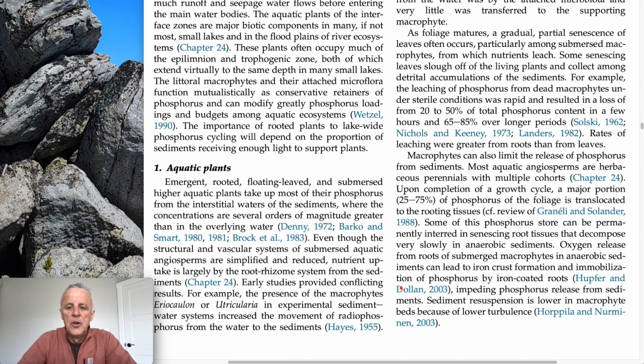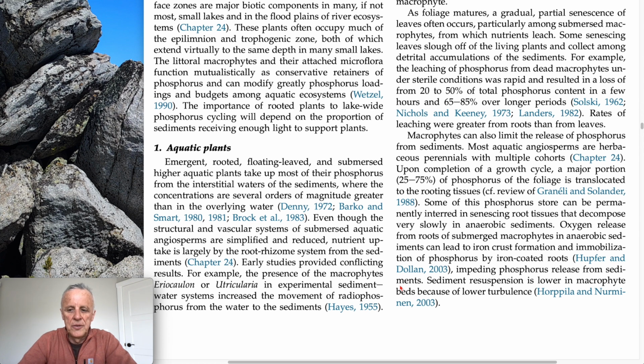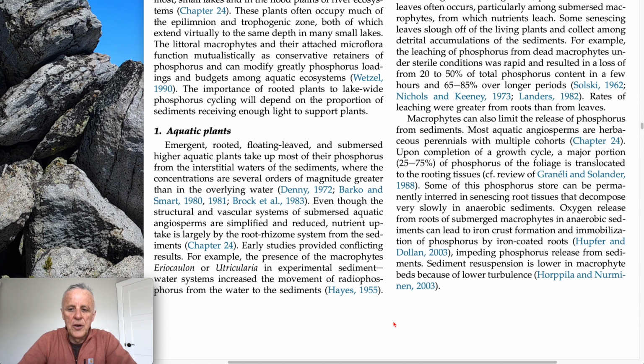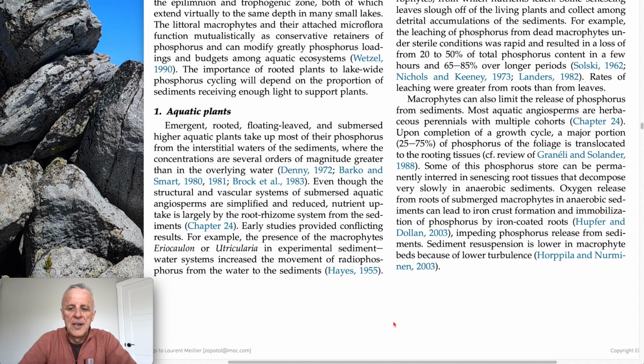For example, the leaching of phosphorus from dead macrophytes under sterile conditions was rapid and resulted in a loss of from 20 to 50% of total phosphorus content in a few hours and 65 to 85% over long periods. Rates of leaching were greater from roots than from leaves. Macrophytes can also limit the release of phosphorus from sediments.